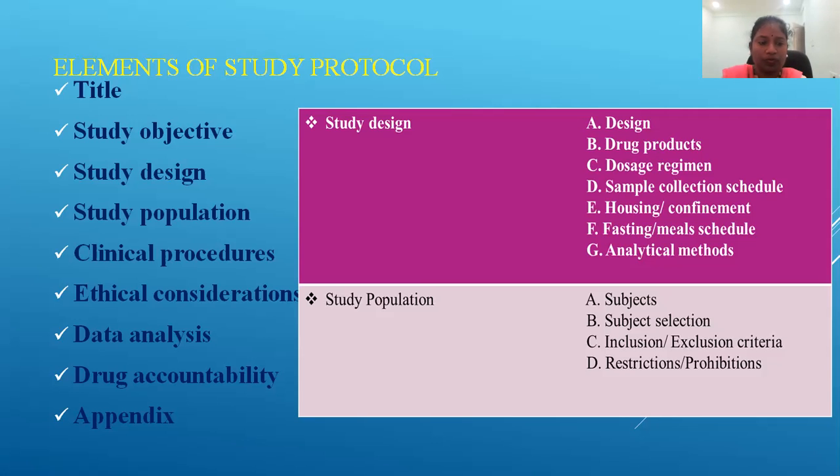What is the definition? We need to consider the following points as a protocol, and we need to proceed through various steps. We need to decide about these steps before going to study the subject. So the study protocol includes: title and study objectives, study design, study population, clinical procedures, ethical considerations, data analysis, and drug accountability appendix. All those things we have to consider.